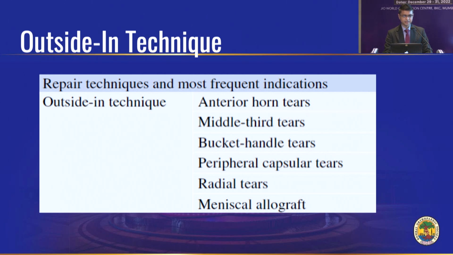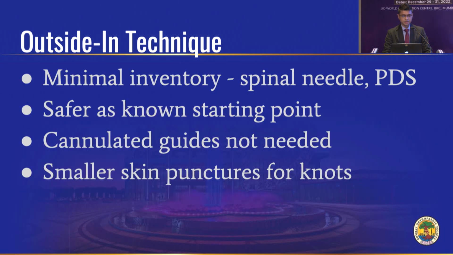For the outside-in technique, anterior horn tears are a good indication for doing this technique, and similar indications as there were for the inside-out technique. The outside-in technique is good because there's minimal inventory, just a spinal needle and maybe a 2-0 or 3-0 Ethilon or Prolene. It's safer because the starting point is known. Cannulated guides are not needed. This can reduce the risk of injury to the cartilage, and smaller skin punctures are needed to pass the knot onto the capsule. Again, a video of the same where you can see that almost red zone tear.